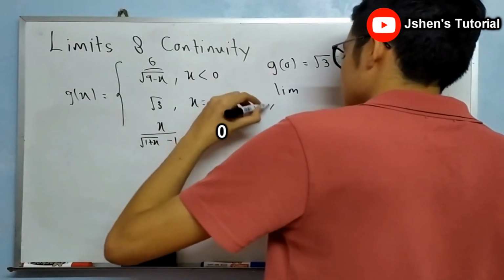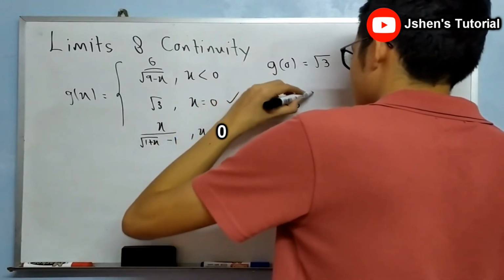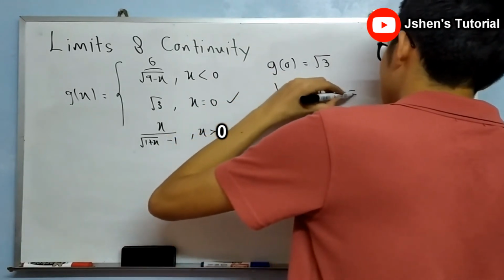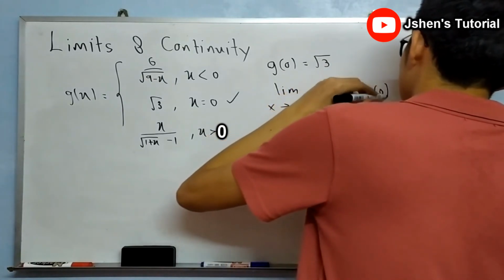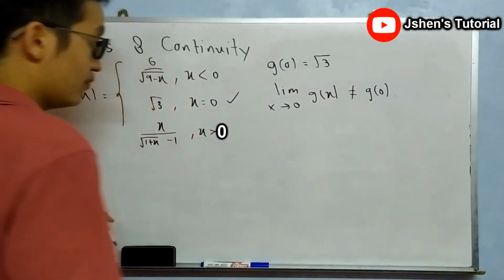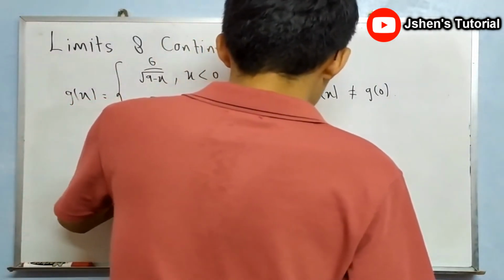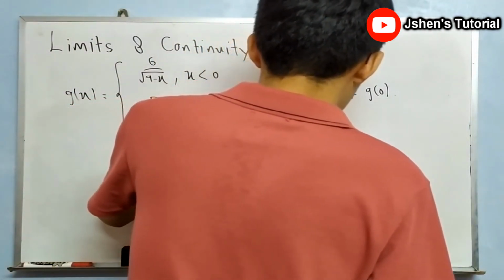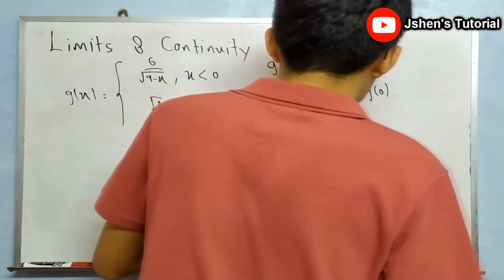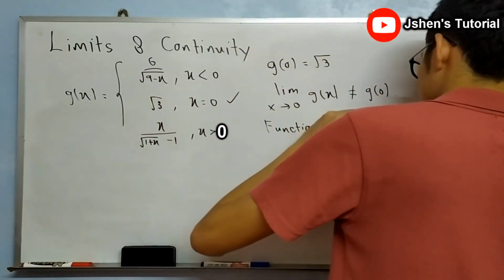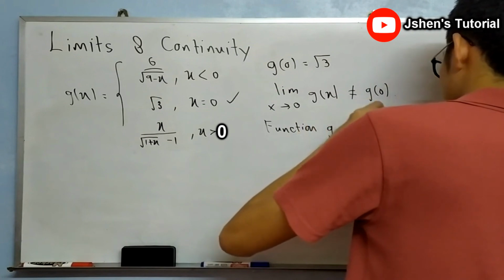To determine whether the function is continuous, we should know the value of the function when x equals 0. Since it equals the square root of 3, the values are not equal, and hence function g is not continuous when x equals 0.